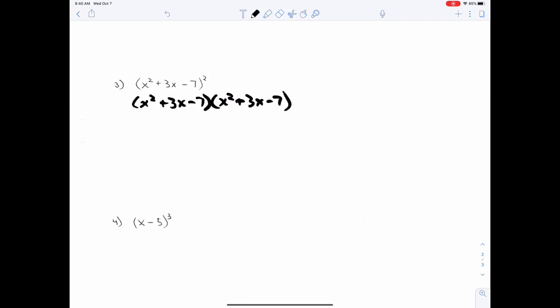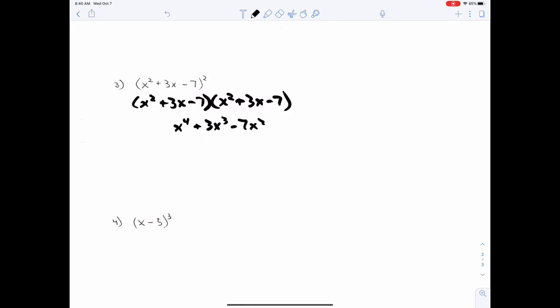Okay, and it's just the distributive property. If you want to FOIL it, go ahead. You can't, of course, because there is no mathematical operation FOIL, but whatever. Okay, so we have x squared, so that's x to the fourth plus 3x cubed minus 7x squared.